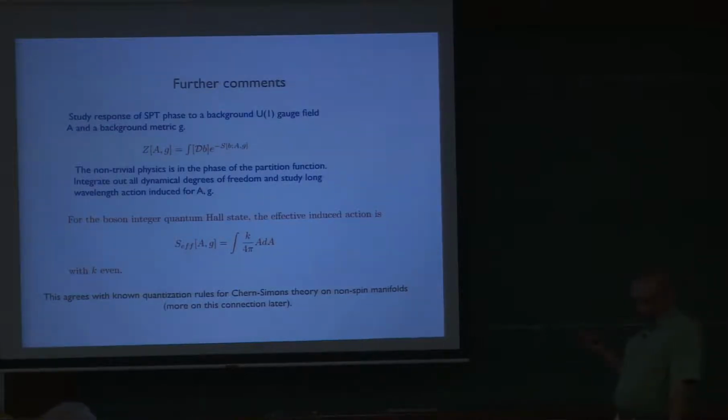After discussing this boson integer quantum Hall state, I said that one way to think about what's going on is to consider the partition function of this model in the presence of a background gauge field that couples to the global symmetry. For greater generality, you are allowed to put yourself on some non-trivial space-time manifold, and you ask what the partition function looks like. The non-triviality of the SPT phase shows up as the phase of the partition function after you integrate out the dynamical degrees of freedom. For this boson integer quantum Hall state, the induced effective action is a Chern-Simons term with k even, and there's no gravitational Chern-Simons term because there's no thermal Hall effect.